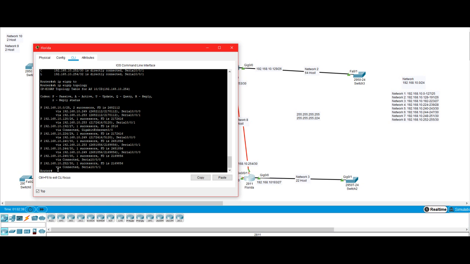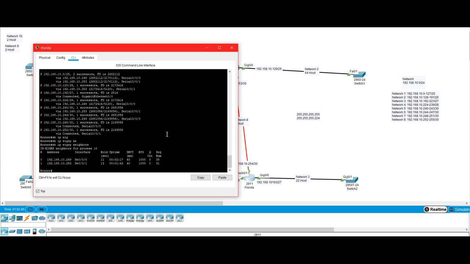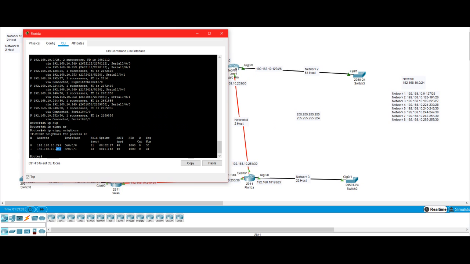And next, we want to show IP EIGRP neighbors. And so if we look at this here on the Florida router, you have a neighbor of 249, which is this one right here, and a neighbor of 253, which is this neighbor up here, which is Indiana. So that's how you do EIGRP basics and how you basically configure a router for IP addresses.